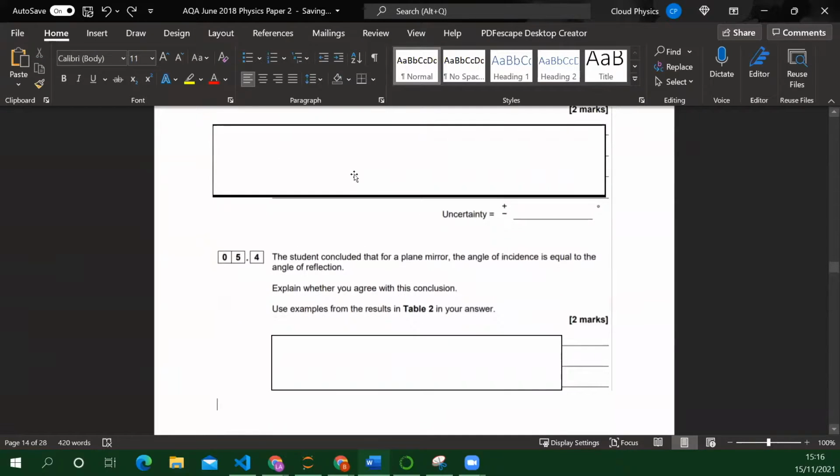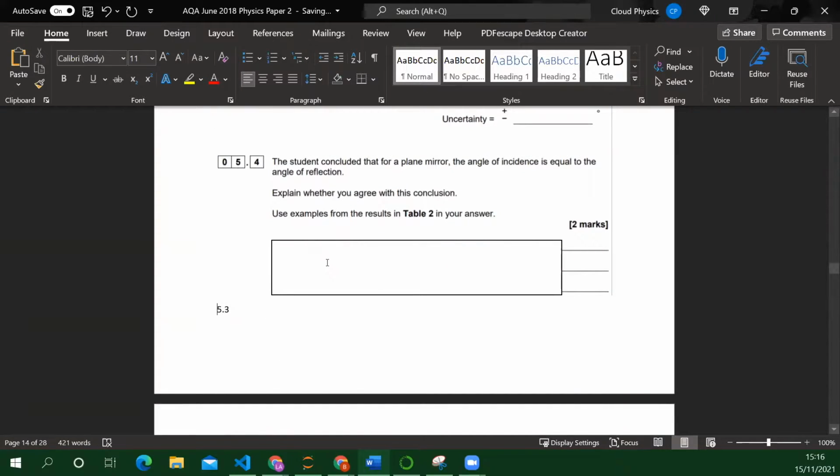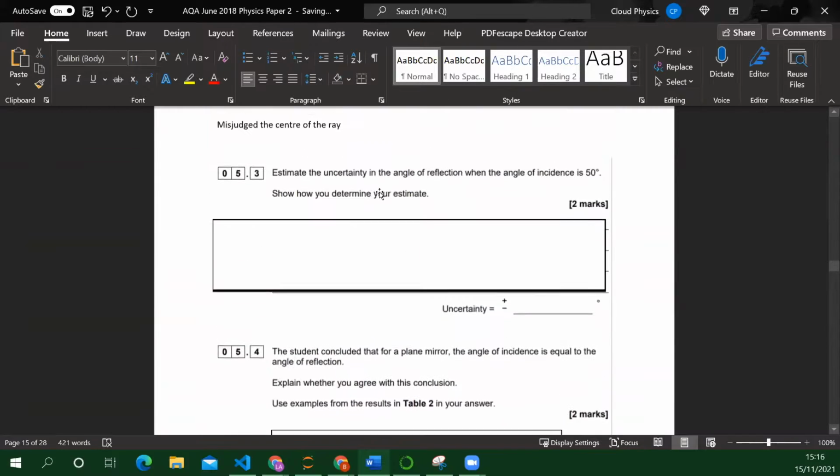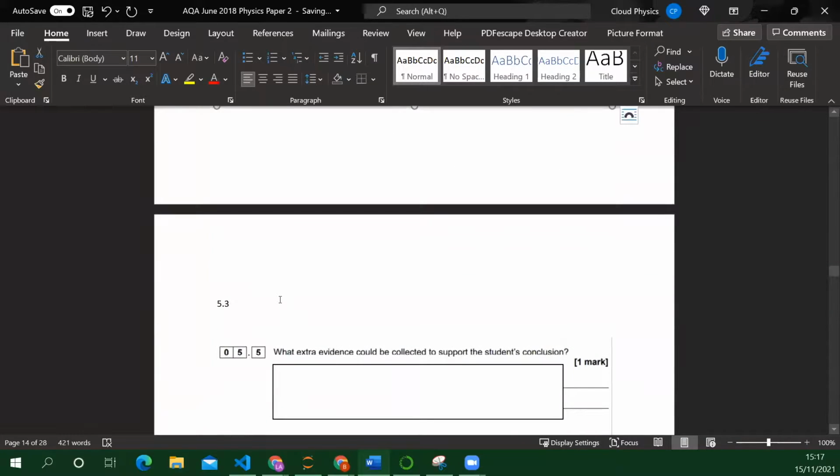So 5.3. And so the range, that's the question I'm answering here. So estimate the uncertainty. The range is equal to 10. And the uncertainty is half the range. So it's 5 degrees each side. Okay, 5 degrees each side.